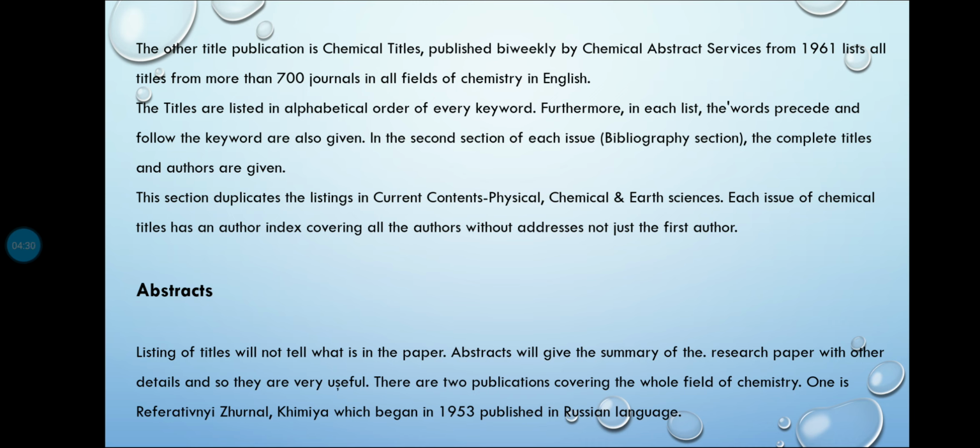Abstracts: a listing of titles will not tell what is in the paper. Abstracts will give the summary of the research paper with other details, and so they are very useful. There are two publications covering the whole field of chemistry. One is in Russian language.